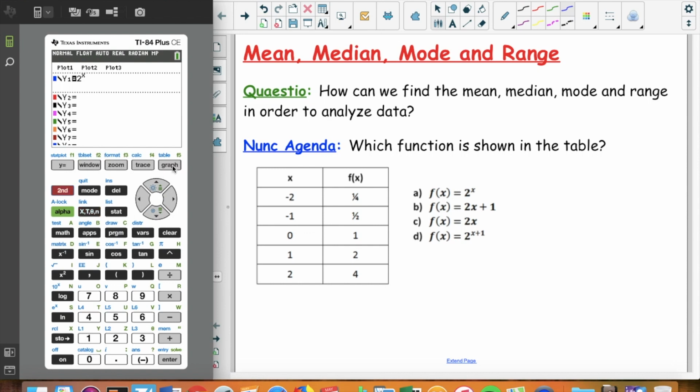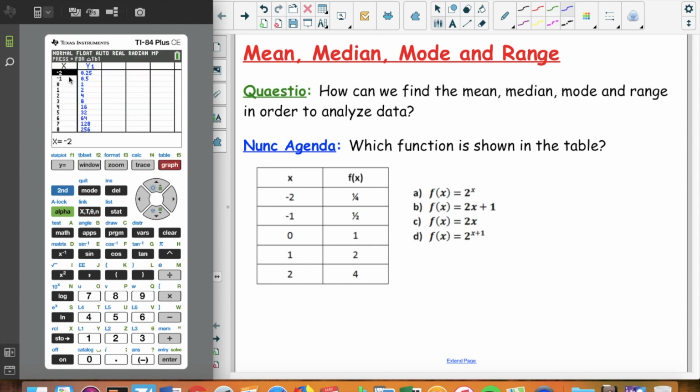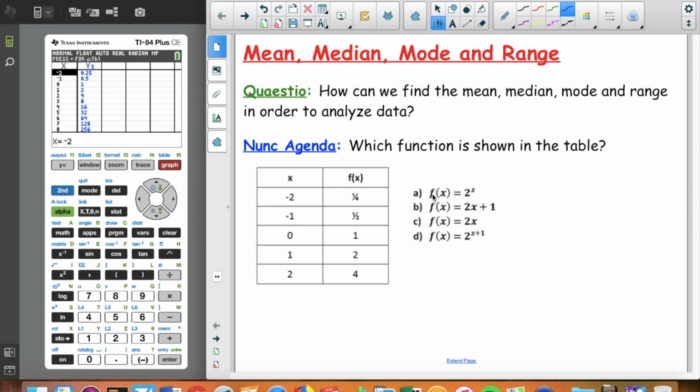So we don't care about the graph right now, we just care about the table. I see -2 and 0.25. Here I see -2 and 1 over 4. 1/4 is the same thing as 0.25. So far so good. Then we have -1, 0.5. Here we have -1 and 1/2. 1/2 and 0.5 are the same. Then we have 0, 1, 1, 2, and 2, 4. So it looks like we actually found our answer. We don't have to check any other one.